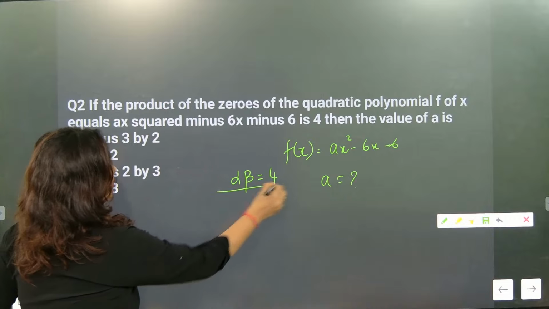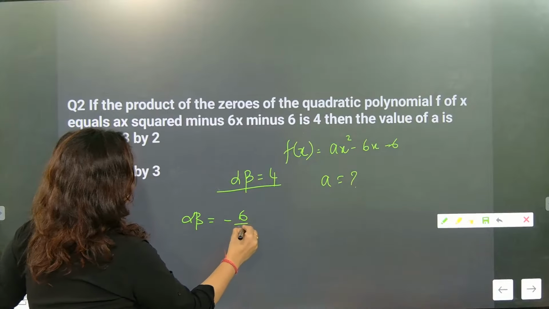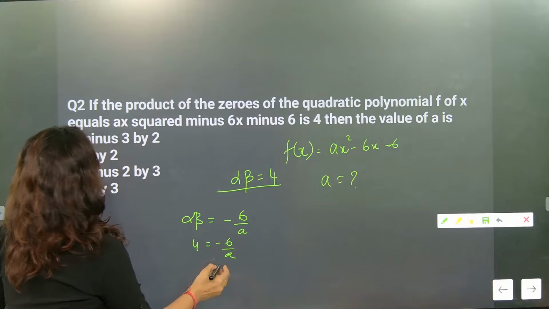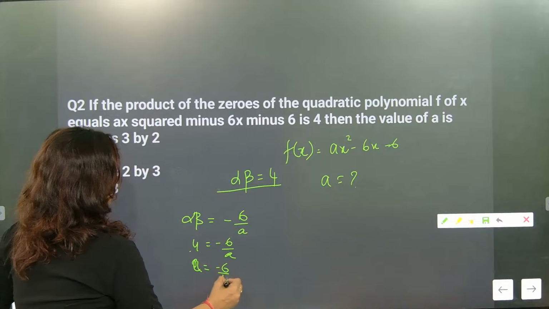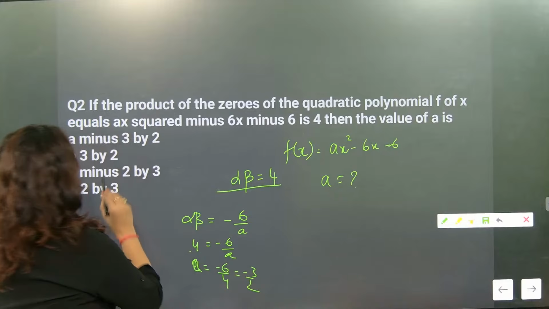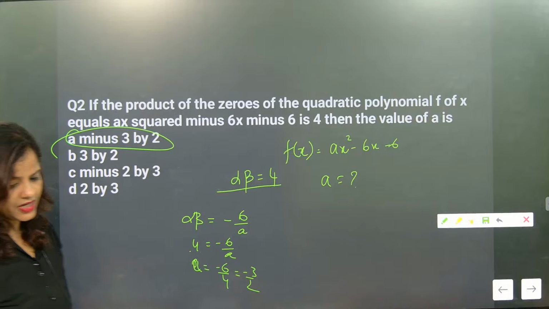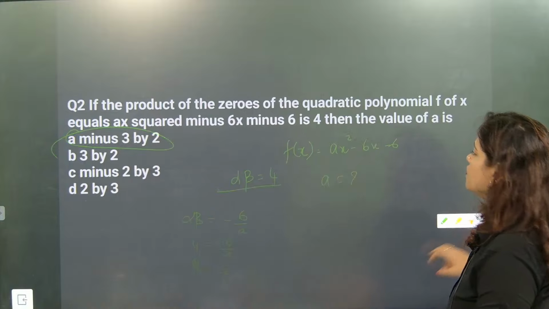So alpha into beta is equal to 4. So alpha into beta is equal to minus 6 by 8. So 4 is equal to minus 6 by 8. So a will be minus 6 by 4. So this will come as minus 3 by 2. A is the answer. Minus 3 by 2. Yes, minus 3 by 2 is the answer. We'll go for the next one.